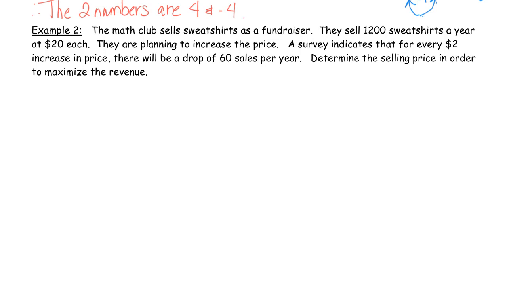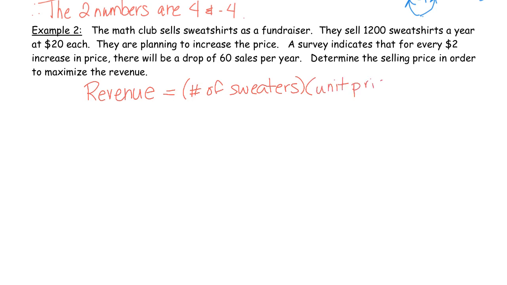Okay, so the first thing that we need to do is think about what revenue is and where revenue comes from. Revenue is the money that's brought in. So my revenue is going to be based on the number of sweaters multiplied by the unit price, or the price of one sweater. That's the money that I bring in. So if I sell 10 sweaters and they're $20 each, then I'm going to have $200 of revenue. This is what we need to think about.